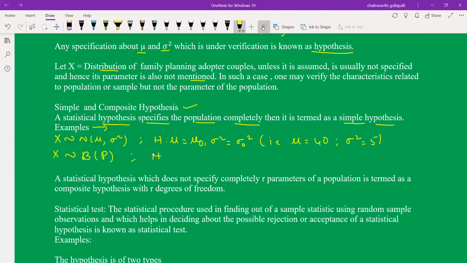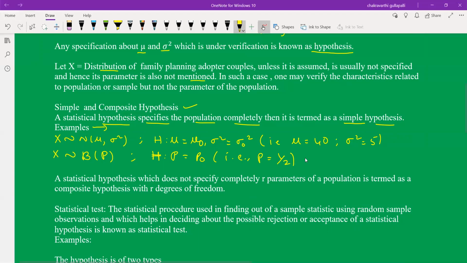Now the hypothesis is to be prepared based on the P here. Hypothesis P is equal to P naught. That is, P is equal to half. Exactly, this hypothesis specifies the parameters completely.